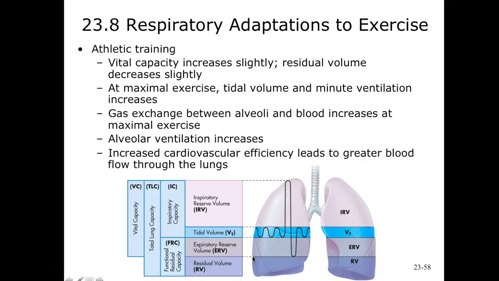So when we see increases in alveolar ventilation, what that means is we are going to more efficiently be able to have gas exchange take place at the alveoli, because sometimes you will have ventilation and air moving down to the alveolus, but that doesn't necessarily mean that we are going to be able to move that oxygen into our blood. So with athletic training, we can do that more efficiently and see increases. We're also going to see increased cardiovascular efficiency, leading to greater blood flow through our lungs.